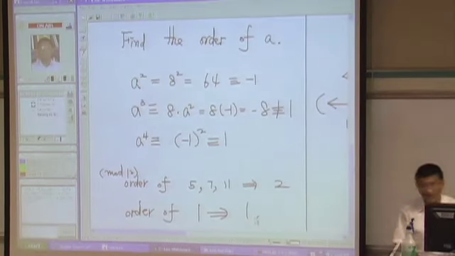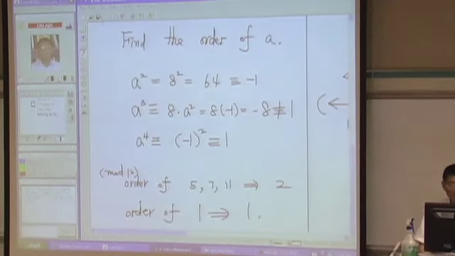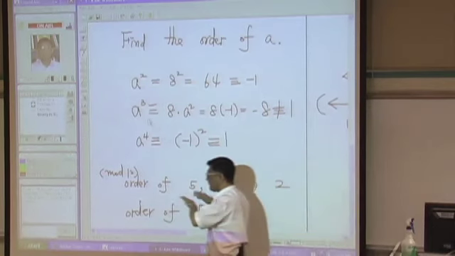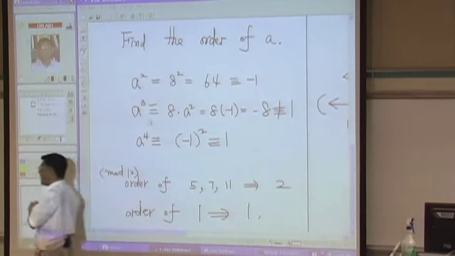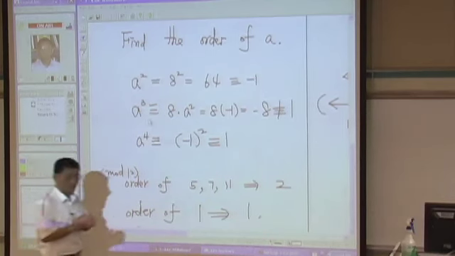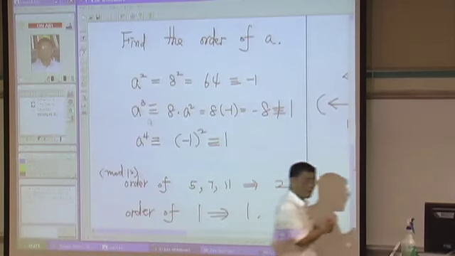So let's stop here. And next time, I will cover the primitive root. Maybe next time we can finish everything in chapters 4 through 5. And then I will begin to go through if we can. But if we cannot, then we may need next Monday.